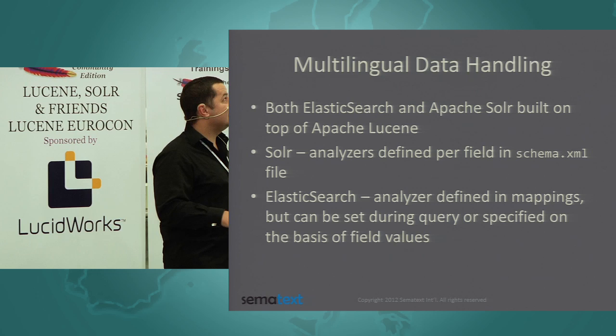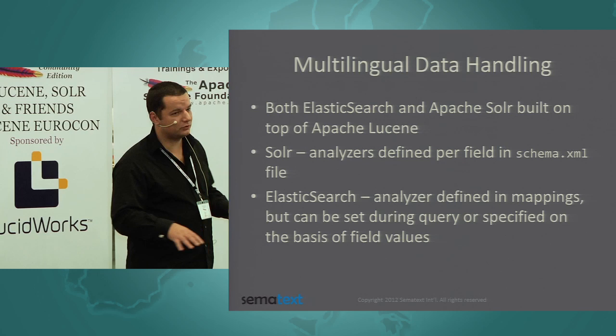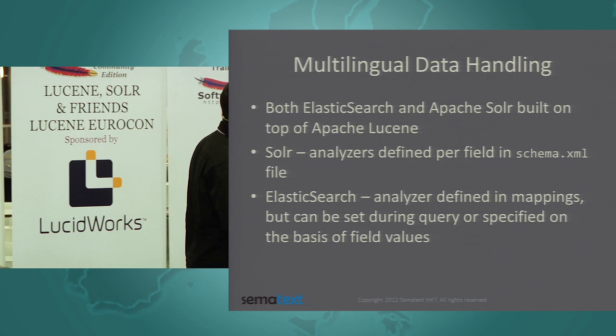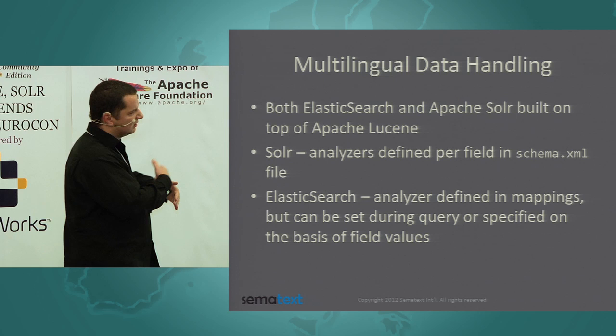Multilingual data handling. As you know, Apache Solr wins that one because it's built on top of Lucene 4.0, and Lucene 4.0 provides much more language handling capabilities. For example, the new stemmer for my home language, Polish, the morphologic one. But they all provide multiple languages.